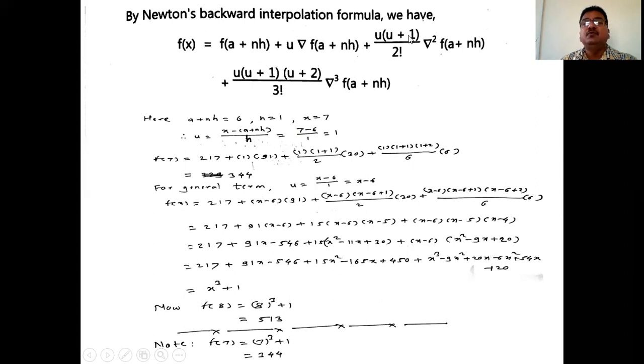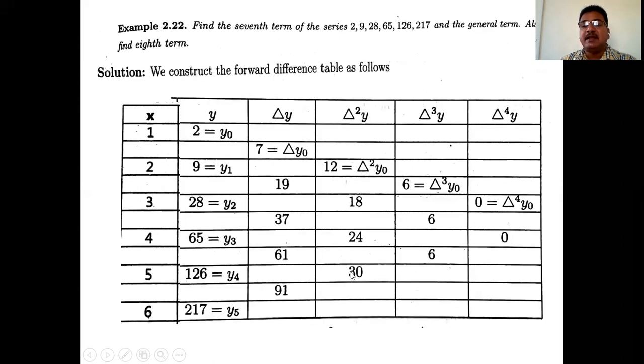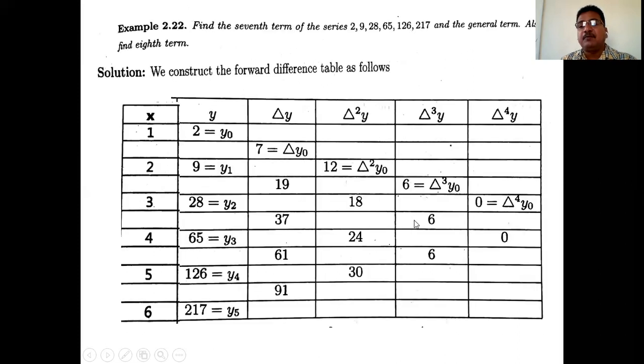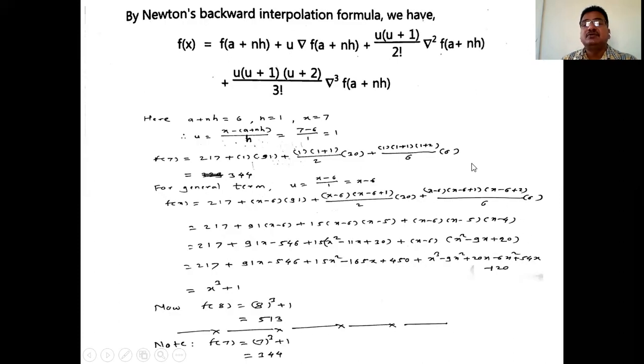Then u(u plus 1) divided by 2 factorial means 2 into del square f(a plus nh). This is del square f(a plus nh). And then u(u plus 1)(u plus 2) by 3 factorial, which is 6, into del cube f(a plus nh), which is 6. And all the further terms are 0. So next step is the calculation of all these numbers, and the answer is 344.